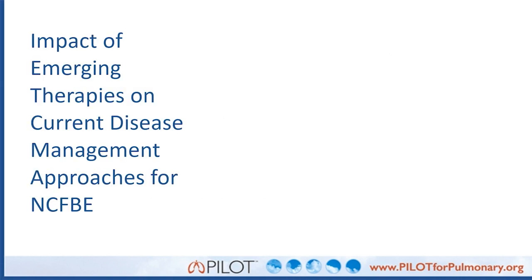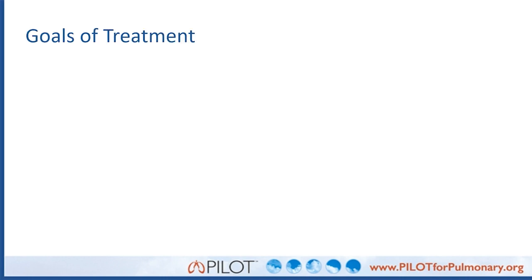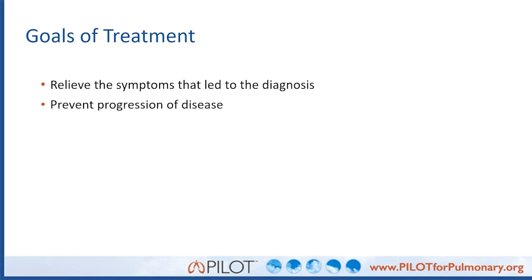And now to talk about emerging therapies as well as current disease management approaches for non-CF bronchiectasis. We're going to talk about goals of therapy, how they approach the mechanism of action in terms of what they're trying to accomplish, as well as introduce you to some ongoing therapies in bronchiectasis. So our goals of treatment are few. Obviously, we want to relieve the symptoms that led to the diagnosis. They have cough, sputum production. We want to prevent progression of disease, and we'd like to prevent complications of disease. A key example of that are the exacerbations that can occur.